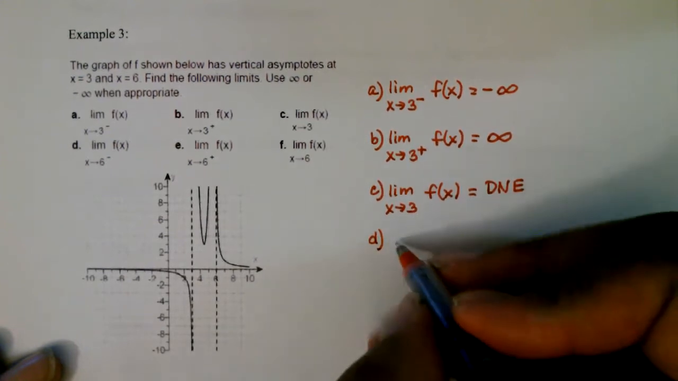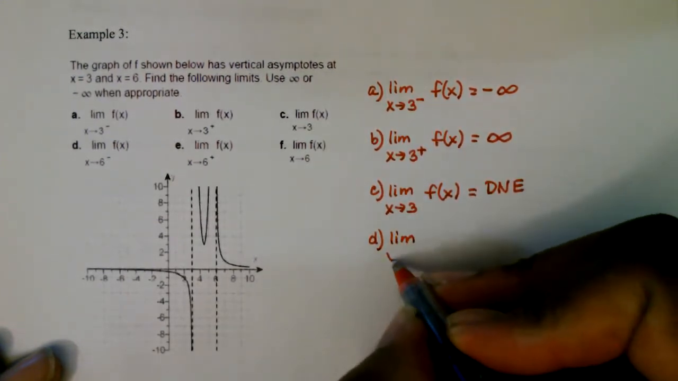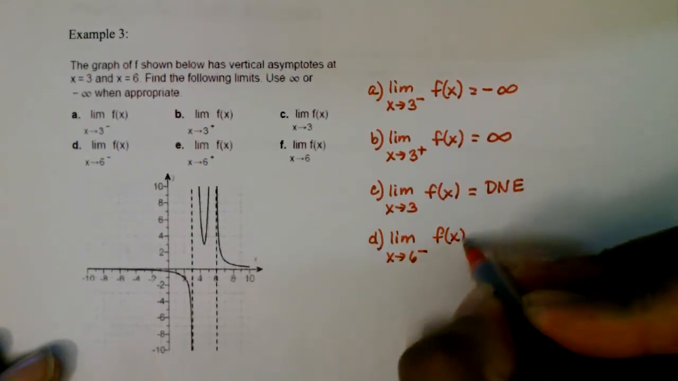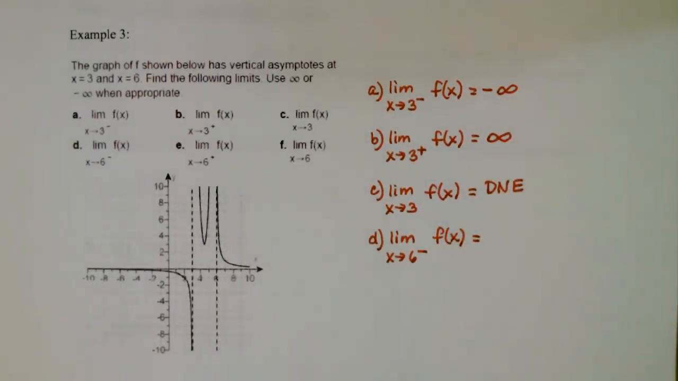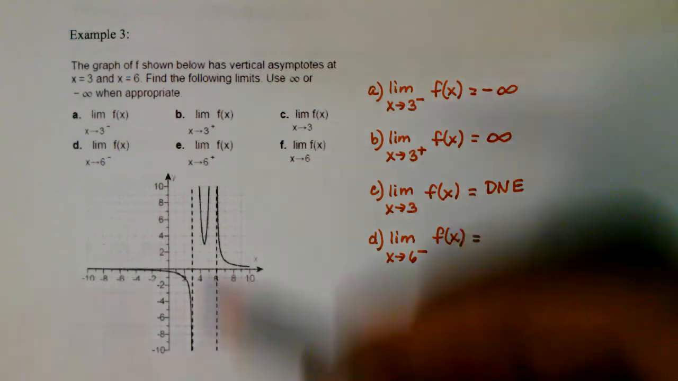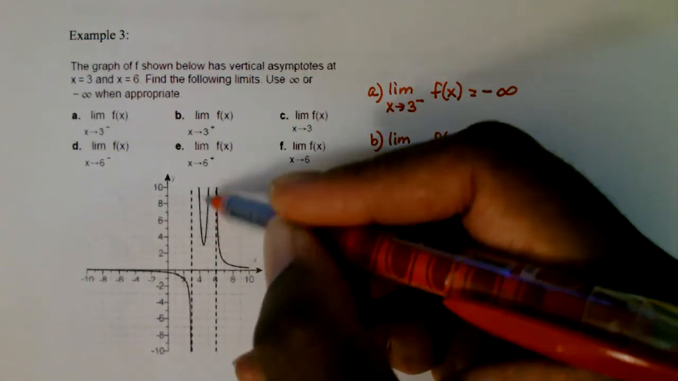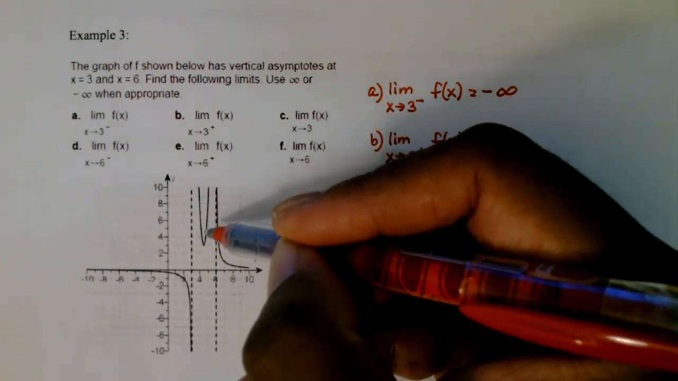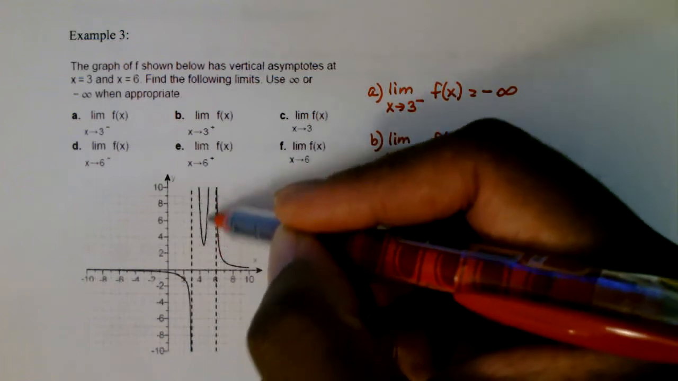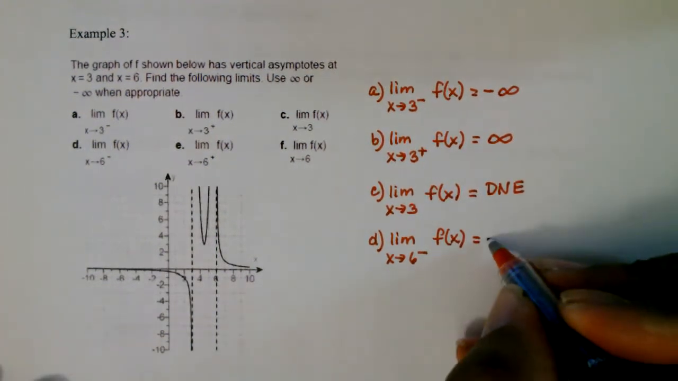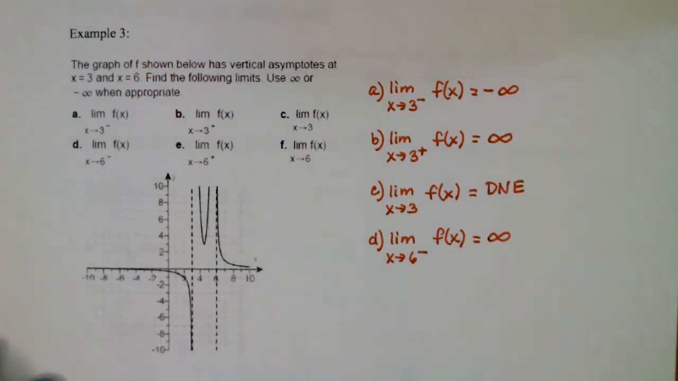All right, now part D. Say we have the limit as x approaches 6 from the left of the function f of x. In this case here, here's 6 right here. On the left of 6 it is going upward to infinity without end. So the limit as x approaches 6 from the left of that function f of x is infinity.